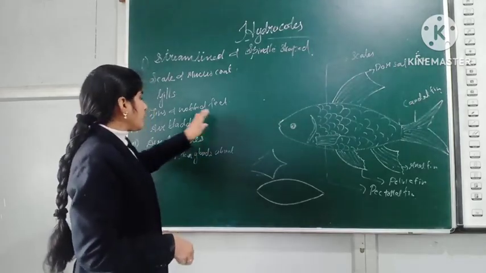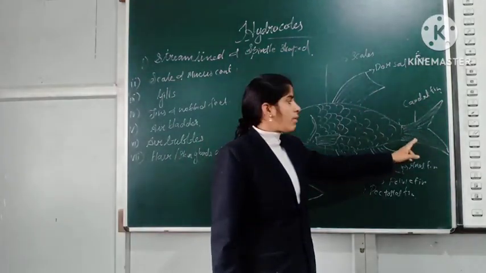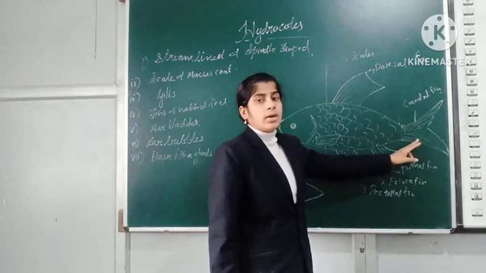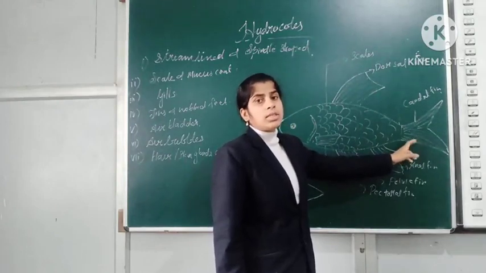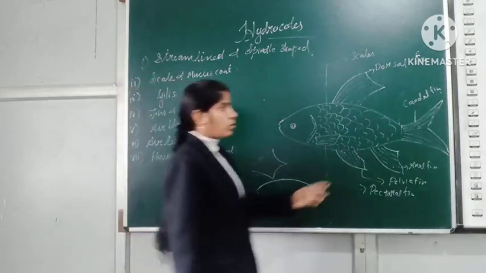And in case of fish, there is the tail fin or caudal fin. The tail or caudal fin acts as a rudder. A rudder changes the direction. If they want to move in a different direction, they change it with this.